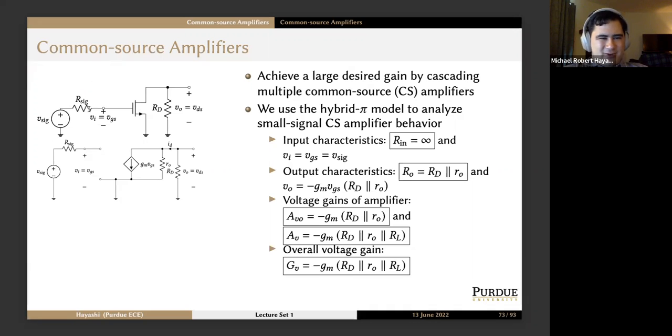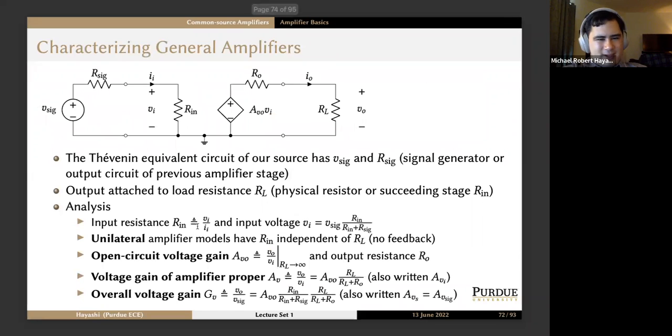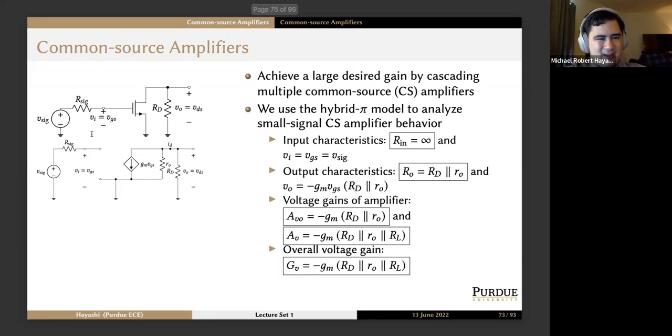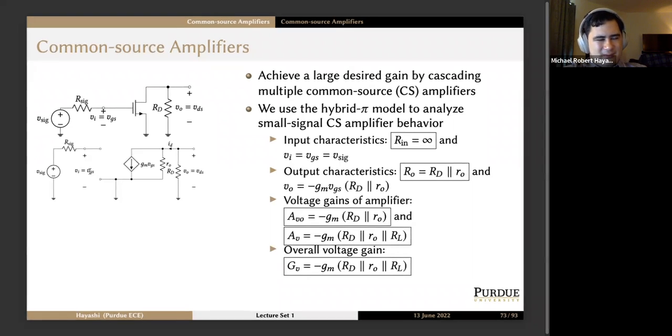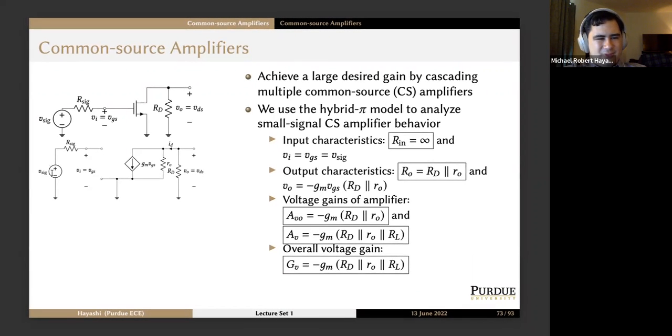Let's look at the input characteristics. If we look at Rin, we said that Rin is just Vi over Ii. The voltage Vi is equal to VGS, whatever we are going to apply through the signal. However, there's absolutely no current drawn because it's looking into an open circuit. There could be no current that flows through an open circuit. Current equals 0 through an open circuit by definition.